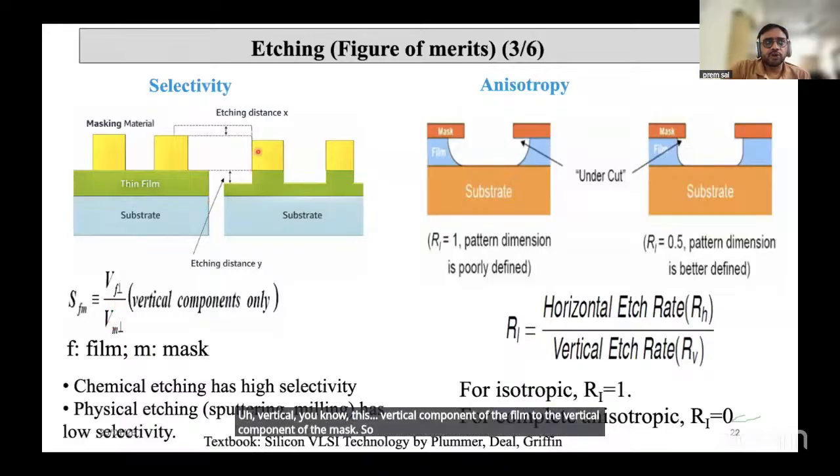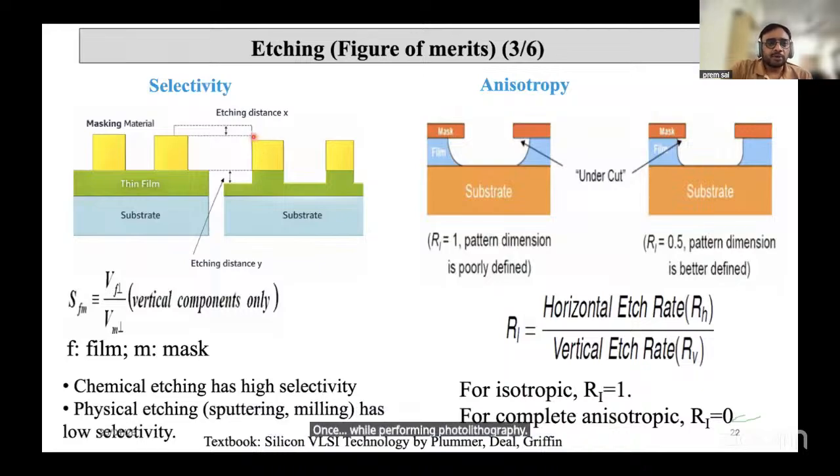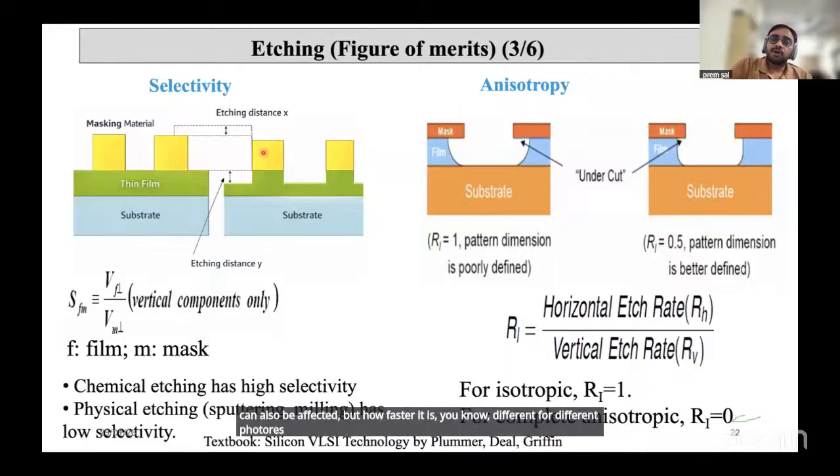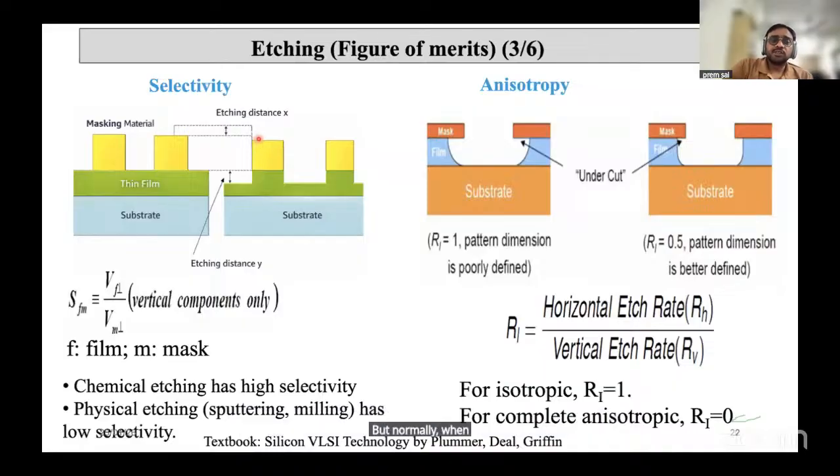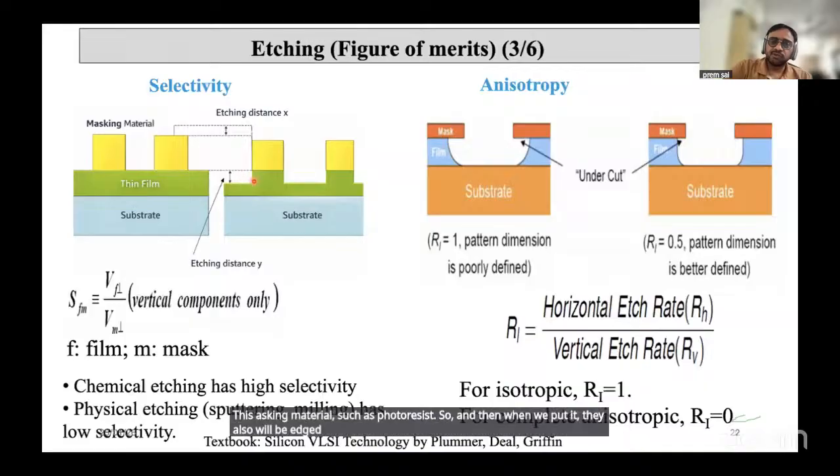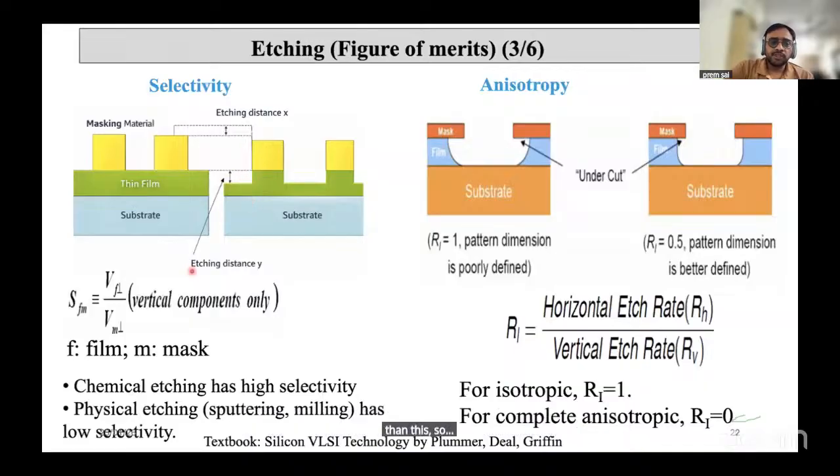So how much it is etched, because while performing photolithography, some of the mask material like photoresist can also be affected, but how fast is difficult to say. It is different for different photoresists. But normally when we perform etching, we have to create this masking material such as photoresist. Then when we etch, the mask also will be etched, but slower than the material. So that's how we optimize.